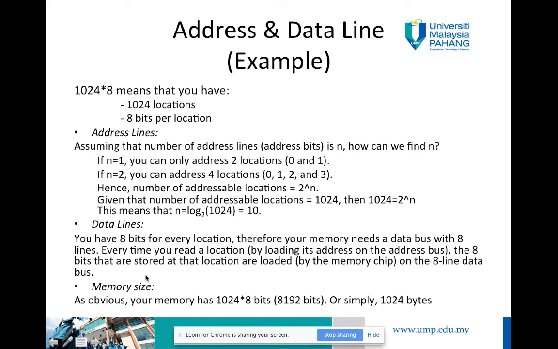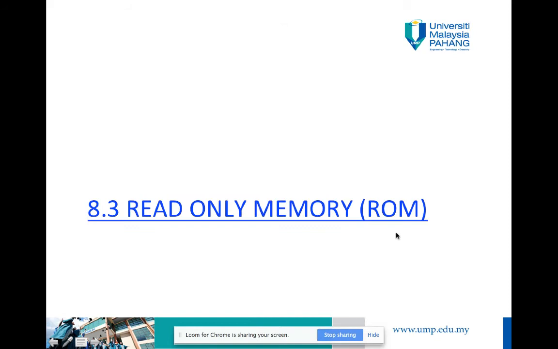Memory size. As is obvious, your memory has 1024 multiplied by 8 bits. So you have 8192 bits, or simply 1024 bytes, because 1 byte equals 8 bits. So you have to be very careful here to differentiate between bits and bytes.